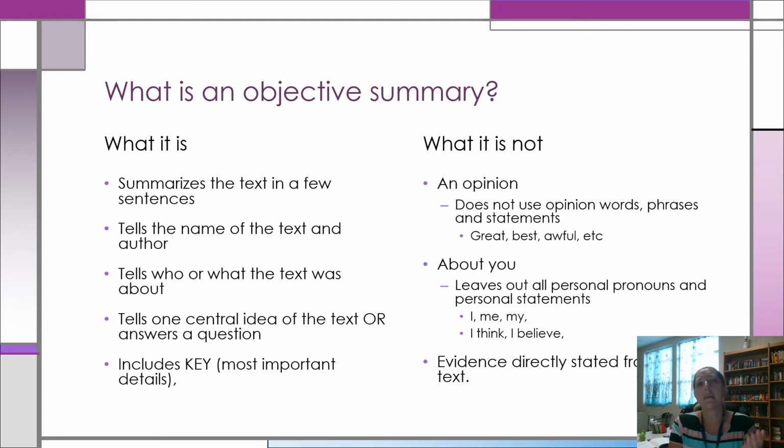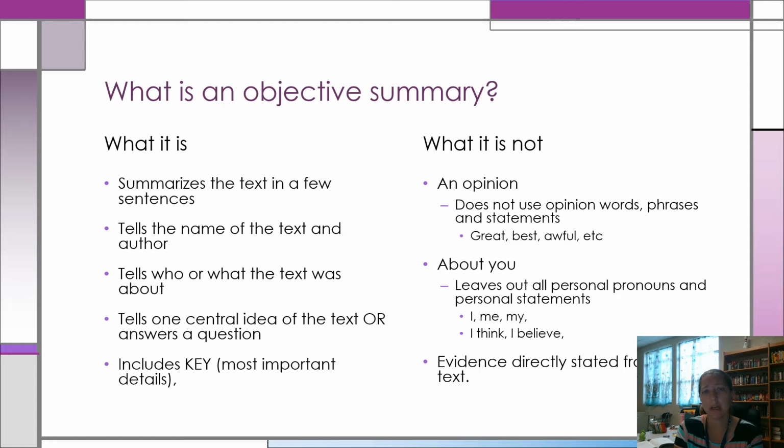All right, so let's talk about the difference between an objective summary, okay? So an objective summary is a type of paragraph, okay? Here's what an objective summary is and what it is not, all right? So an objective summary is something that summarizes the text in a few sentences. So you might have 5 or 6 sentences in an objective summary. It's going to tell the name of the text and the author. It's going to tell who or what the text was mostly about. It's going to tell you a central idea, or it's going to answer that question. And it's going to include some of the key or the most important details, okay?